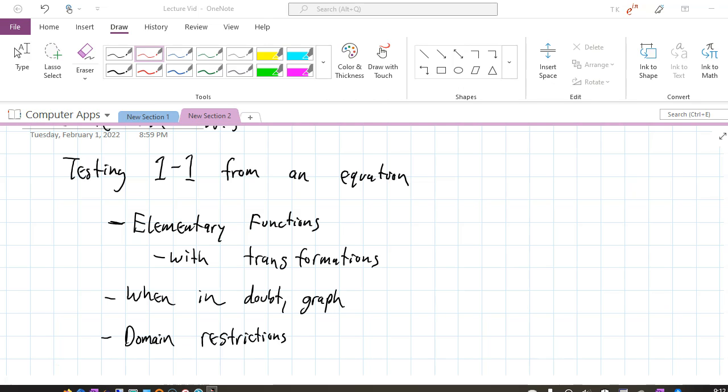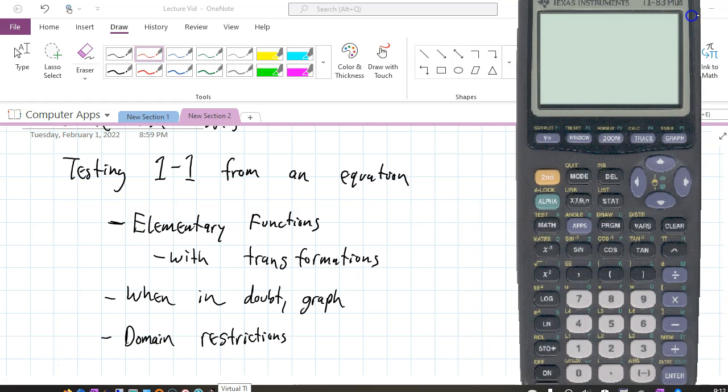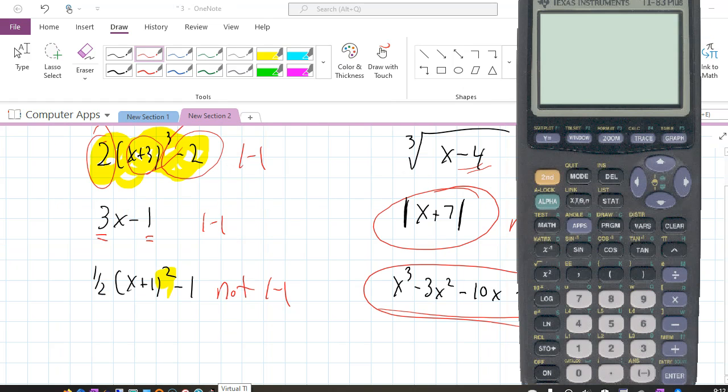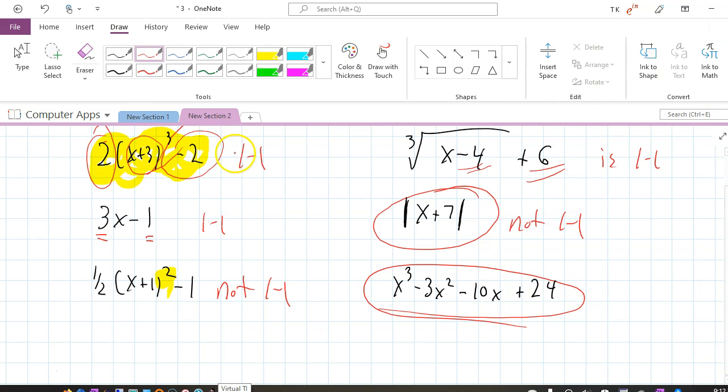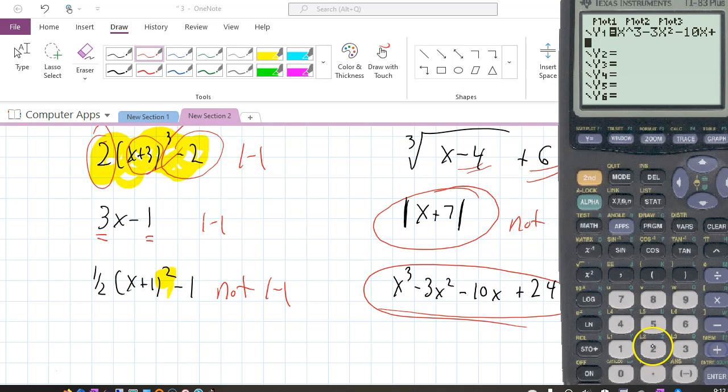So let me pull out my calculator here. Now, I'm going to give you a spoiler here. If you graph any of these, you'll see that they are one-to-one or not. But this one, we're not going to know until we try to graph it. So I'm just going to turn it on, clear it out. I'm going to graph x cubed, x to the third power, minus 3x squared minus 10x plus 24.